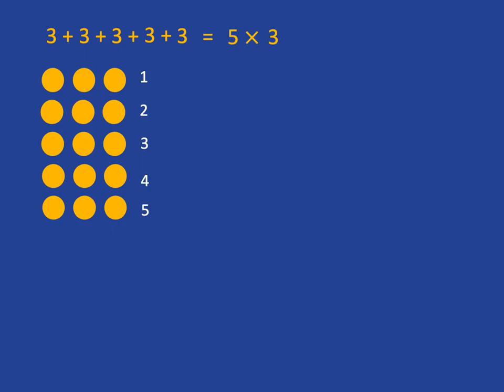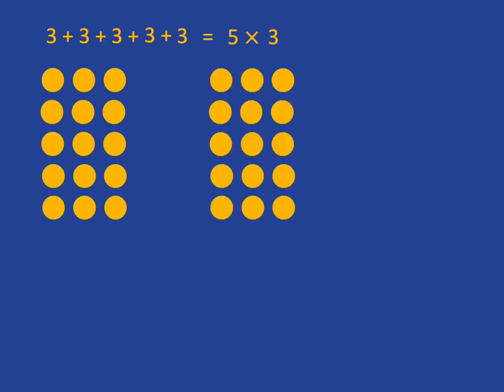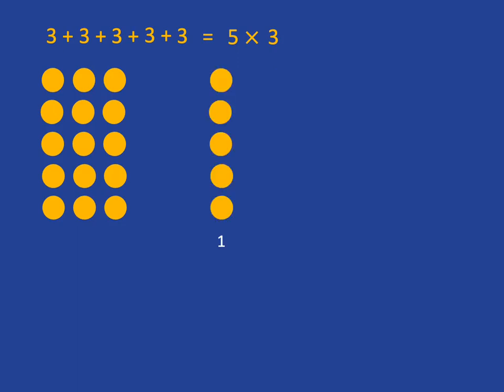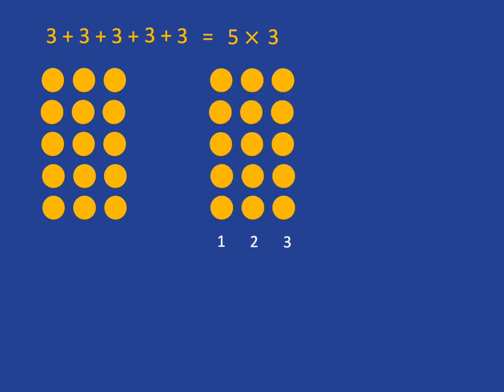by 3. Now we can also take that picture of 5 multiplied by 3 and just view it in a different way. And in this case, we can see it as being 1, 2, 3 lots of 5. So we can say that 3 plus 3 plus 3 plus 3 plus 3 gives us 5 lots of 3. But that can also be just written as 3 lots of 5. And in all these cases, the answer is 15.